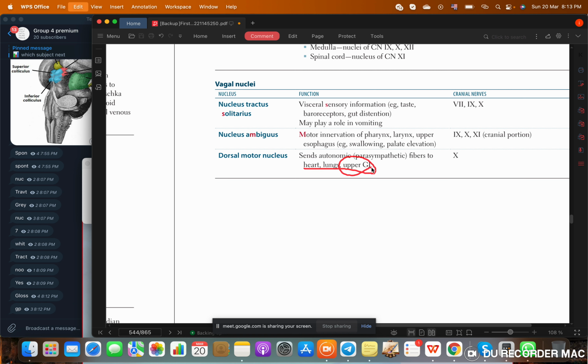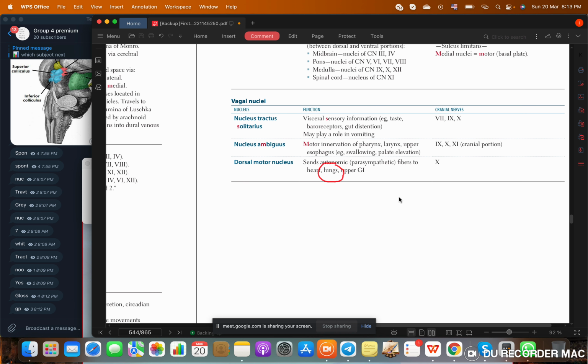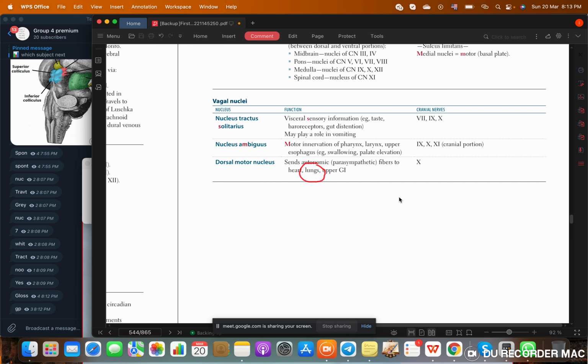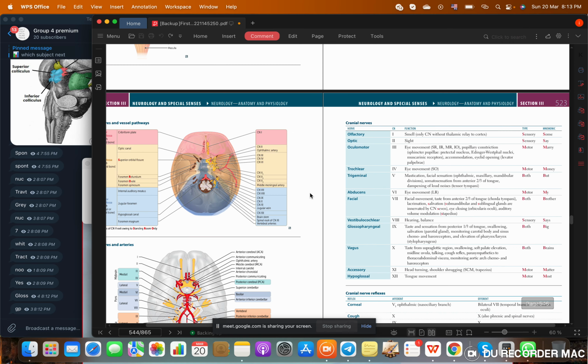The dorsal motor nucleus sends autonomic parasympathetic fibers to the heart, lung, and the upper GI. These parasympathetic fibers help the peristalsis of your GI. Also, it has a function in your lung, the parasympathetic pathway, to basically lead to bronchoconstriction. And the fibers going to the heart can lead to bradycardia.